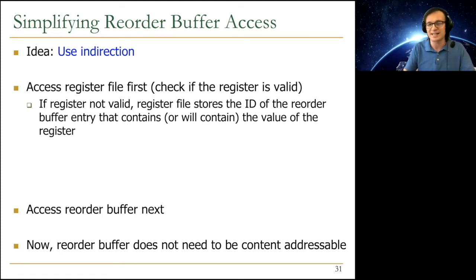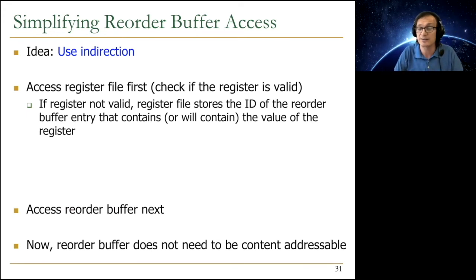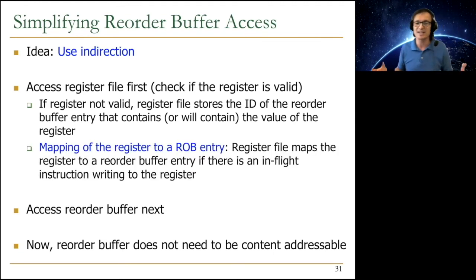Or you can use the data field. Basically, you can be smart and use the already existing entry to point to the location in the reorder buffer that's going to produce the value of this register. So this is smart, this indirection clearly. So now what we've done is we're mapping the register to a reorder buffer entry. Register file maps the register to a reorder buffer entry if there's an in-flight instruction writing to the register. This is also going to be called renaming. Essentially, we're renaming the register. And this is going to be very important for out-of-order execution, which we're going to cover partly today.